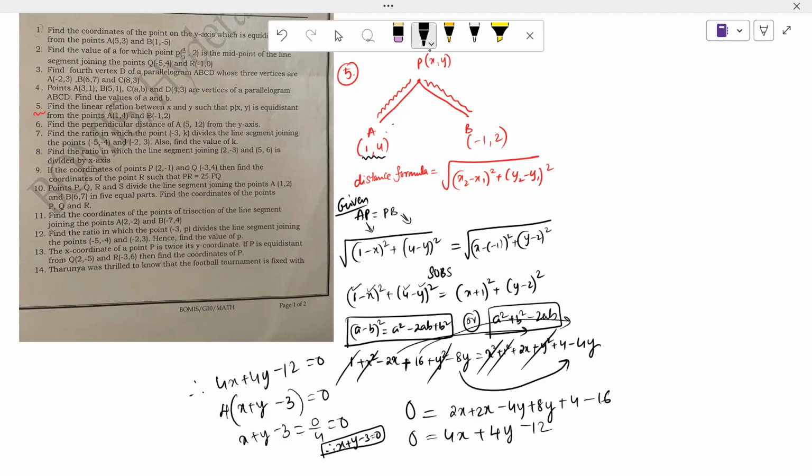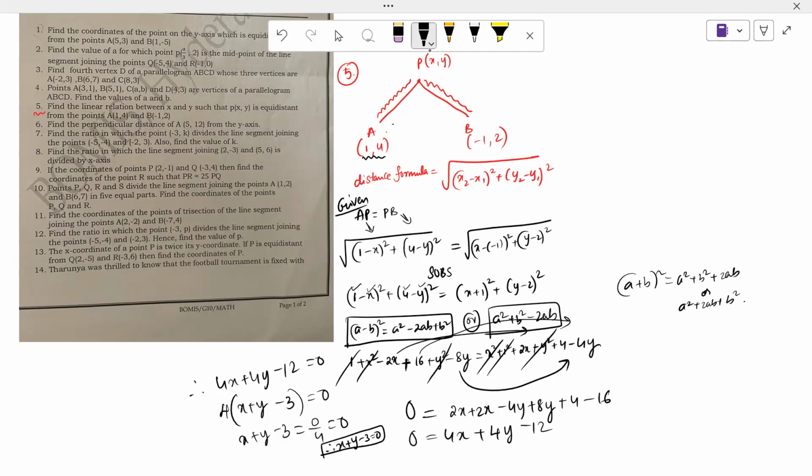That is equal to (x plus 1) whole square. That is the (a plus b) whole square formula. So (a plus b) whole square is what? a square plus b square plus 2ab, or you can write a square plus 2ab plus b square. Anything is correct. So (x plus 1) whole square is x square plus 1 square plus 2 into x into 1, plus (y minus 2) whole square. It's looking like this formula. So y square plus 4 minus 4y.